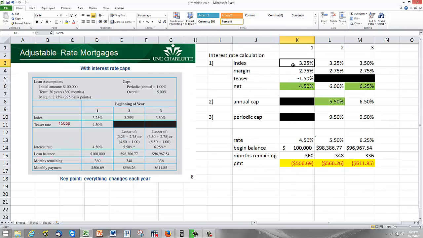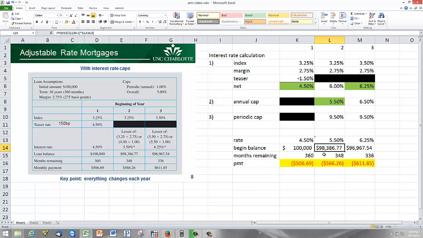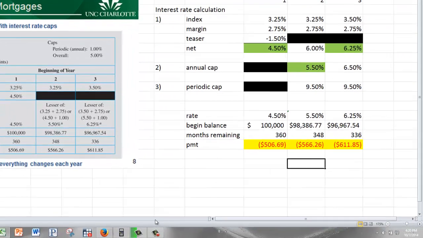Everything in it changes. The rate is going to be different. Your beginning balance is going to be different each year, and then your end is going to be different each year. So each year you're going to have to recalculate everything. And again, everything depends on a forecast of that base index rate and what that will be. So that's how you compute your ARM, and I hope this video has helped. Thanks for watching.